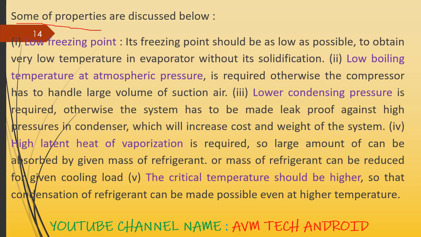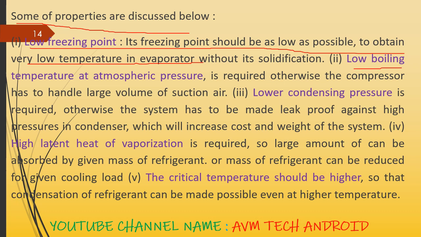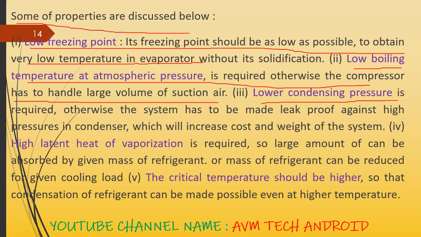Now some of the properties include low freezing point. This low freezing point should be as low as possible, so we will get a very low temperature in the evaporator, and the best refrigerant effect can be achieved. Low boiling temperature at atmospheric pressure is required. Otherwise, the compressor has to handle a large volume of suction vapor. Low condenser pressure is desirable, otherwise the system has to be made leak proof against the high pressure in the condenser, which will increase the cost and weight of the system.